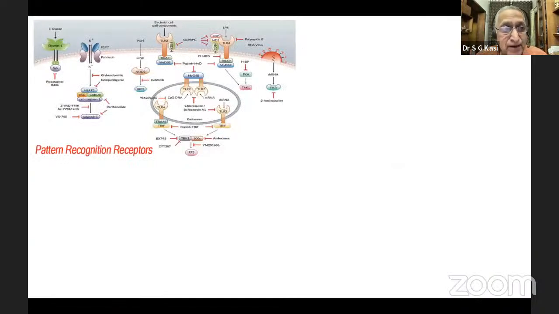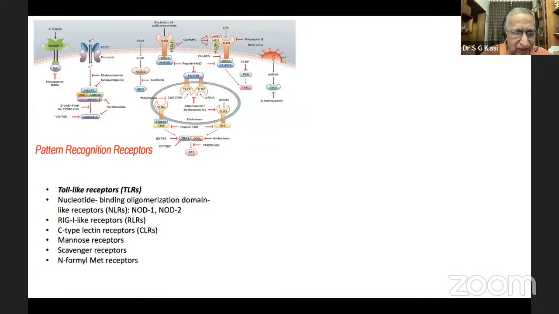Now, what are these pattern recognition receptors? We have many of them. Some of them are membrane bound, like TLR2 and TLR7. Some are cytoplasmic, like TLR9, 7, 3, 4, caspase, NOD2, etc.